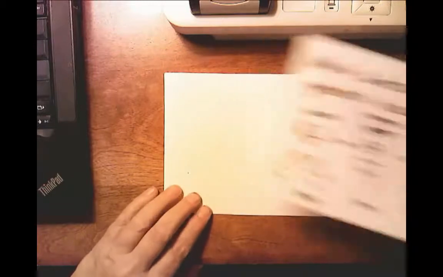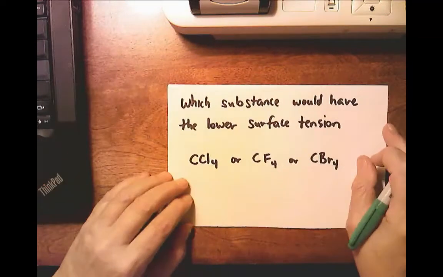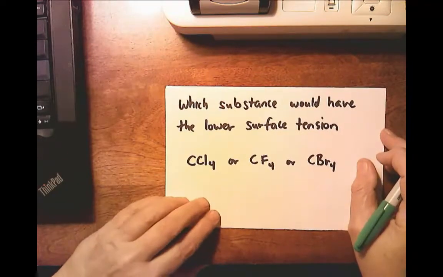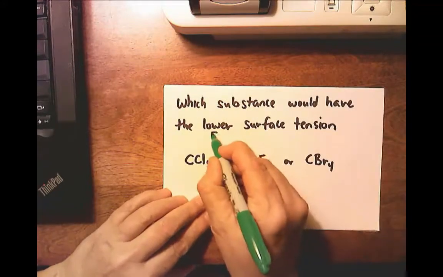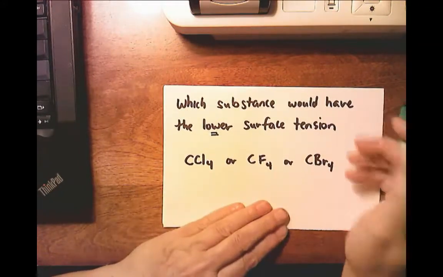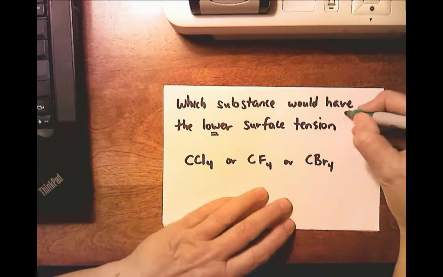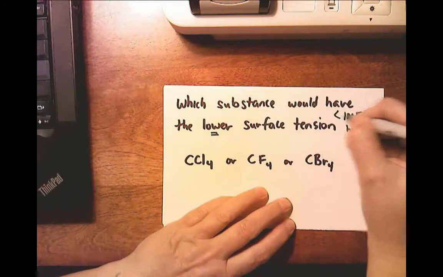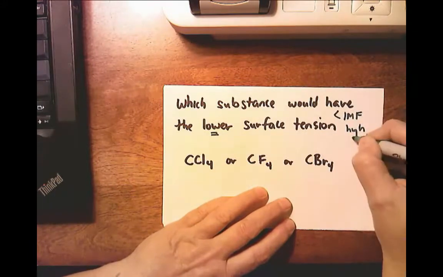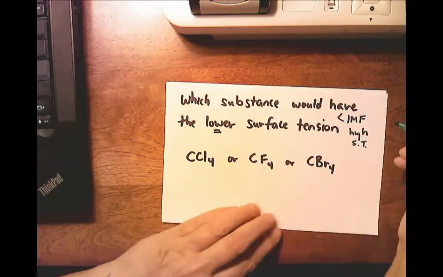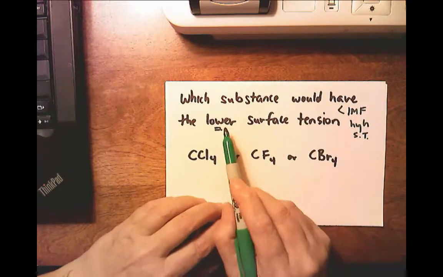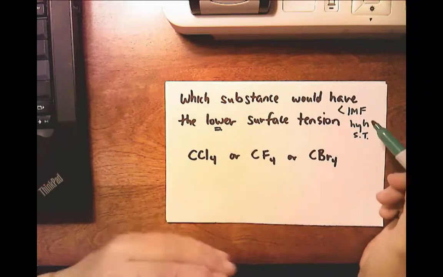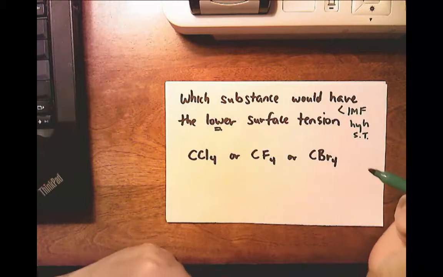Okay, let's try another one. Let's try one with surface tension. Which substance would have the lower surface tension this time? Again, the greater the IMF, the higher the surface tension. But we're going to look at the one that has the lowest surface tension, so we're going to look for the weakest intermolecular force.